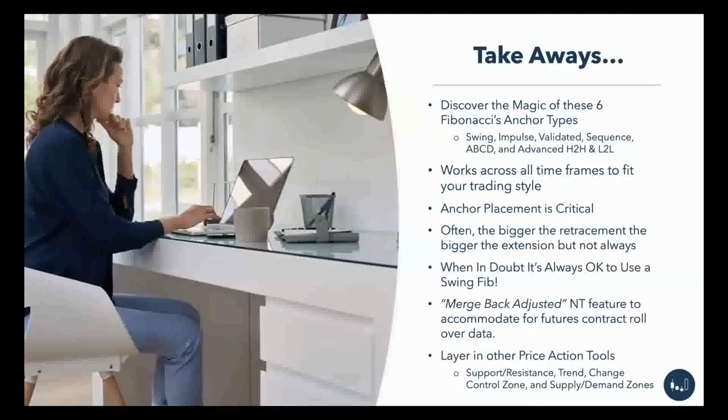So some of the key takeaways here is basically, I call it the magic of the Fibonacci anchors. You saw how some of those were right to the tick. You saw how strongly some of those zones had held. We looked at the swing, the impulse, the validated, the sequence, the ABCD, and the advanced high to high and low to low. It does work across all time frames to fit your trading style.